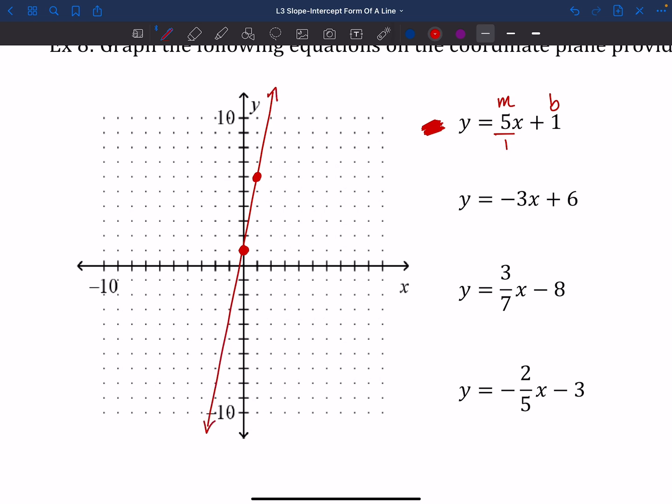All right, next one on there. y equals -3x plus 6. So my y-intercept is +6. My slope is -3 over 1. So I'm going to start up at +6 where that first blue dot is. I'm going to go down 3 and over 1 to get my second point. And again, just throwing it all together with a line.